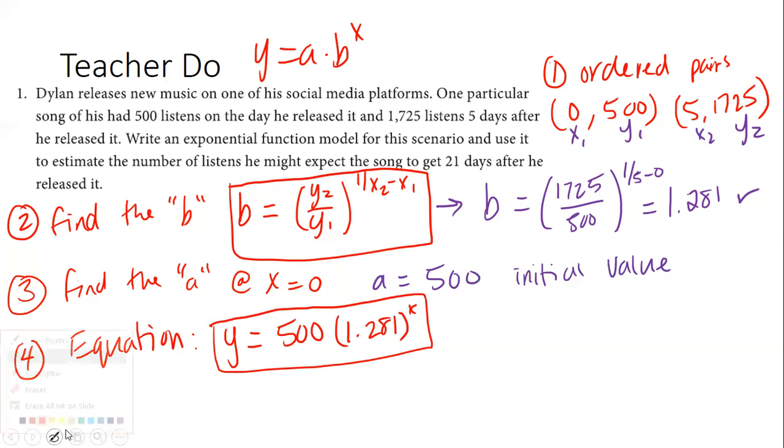Four simple steps, right? All right, now we can answer the question. It says on 21 days. So answering the question, it says 21 days, so that means x equals 21. So if x equals 21, what is y?